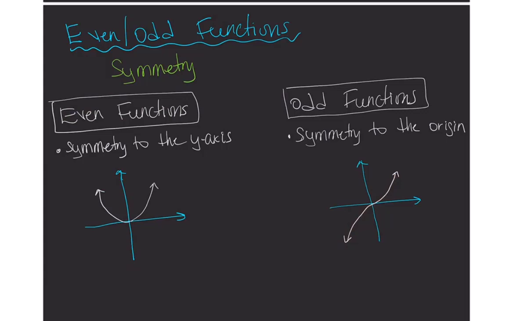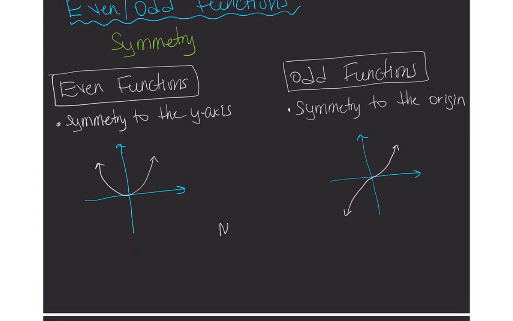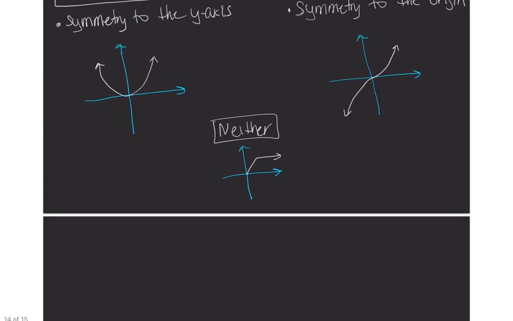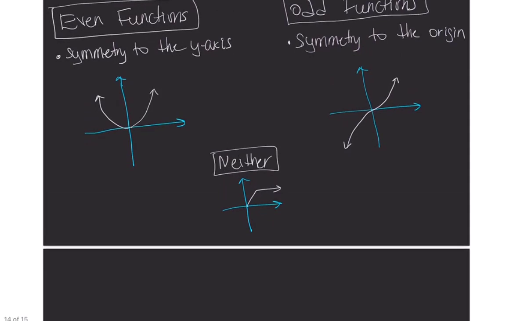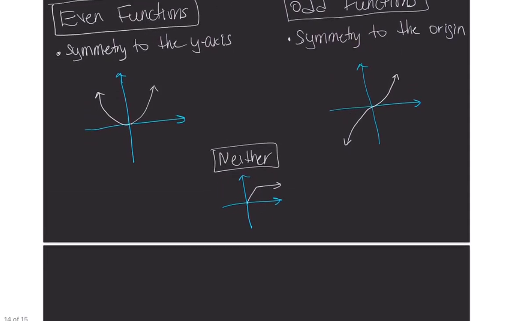And then the third thing would be neither. Neither means it has no symmetry, right? So if you got your x and y coordinate, let's say your function went something like that. That guy doesn't have any symmetry, does he? So you can get functions where they're not either even or odd. Now the big question is, how do you determine if they're even or odd?